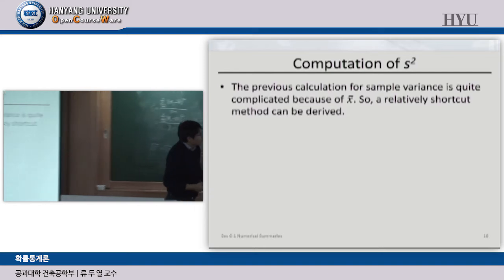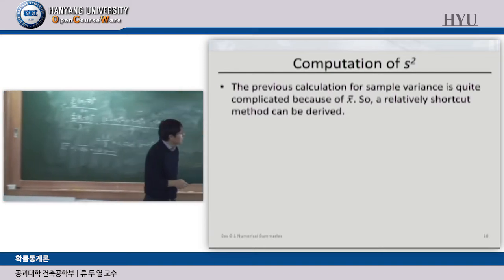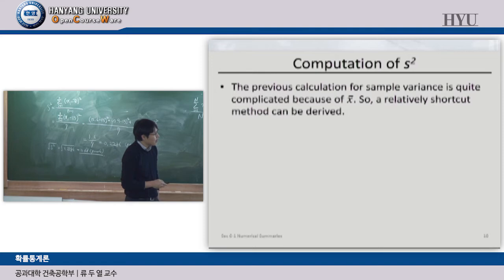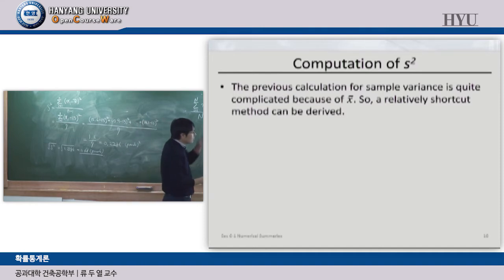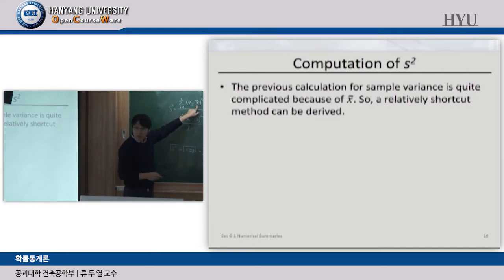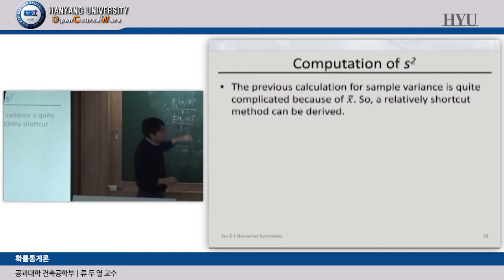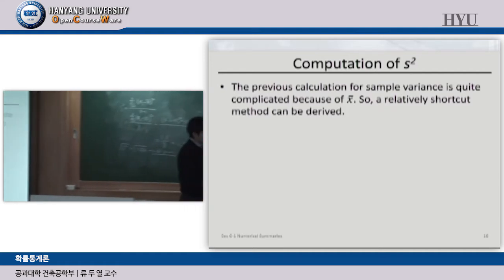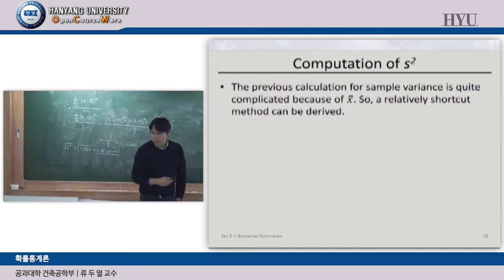So this slide is explaining the computation of the sample variance s squared. The previous calculation for the sample variance is quite complicated. Why? Because the equation includes the sample mean x bar. So to solve this equation, we first calculate the x bar. So it is quite complicated. So a relatively shortcut method can be derived.